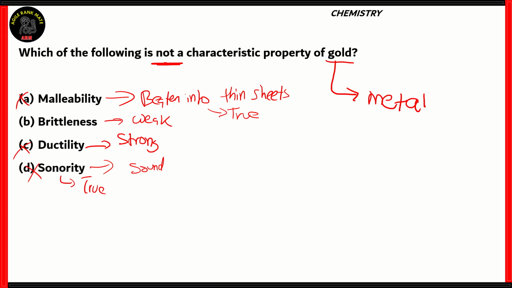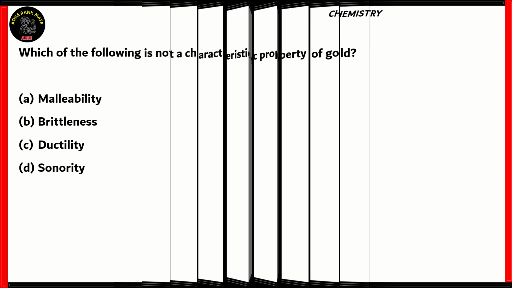So option B, brittleness, is the correct answer because metals or gold are not weak or brittle. So basically brittleness is the opposite of ductility. So that's why option B, brittleness, is the correct answer for this question.